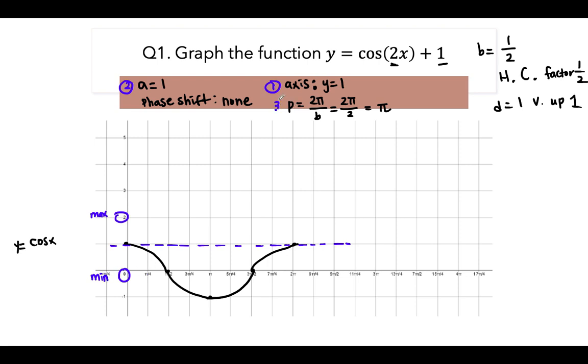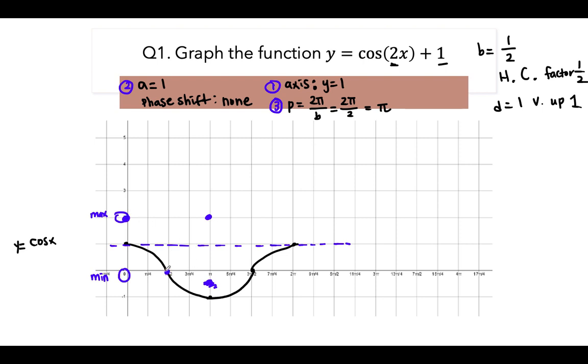Next, we're going to do the period. So my 1 cycle is going to be pi. That means I'm going to start at 0 and end at pi. That's my 1 cycle. So first, we are going to label the highest point, the maximum, at 0, 0. And then at pi, we're going to come back at the highest point. Right in the middle, we have the lowest point, which is the minimum over here.